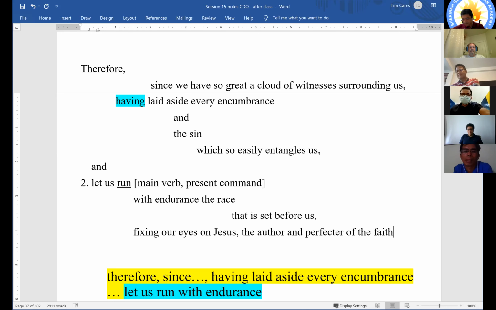Okay, but the main thing I wanted to show here is an example of a past participle and how it modifies the main verb run. It's basically saying, because you've laid aside every encumbrance, endure. Run with endurance. Now, if it had said laying aside every encumbrance, it would be telling us how we endure. That's the difference. If it's present tense, it's describing some way the action supports the main verb. But if it's a past participle, it's saying because that action has taken place, we run.